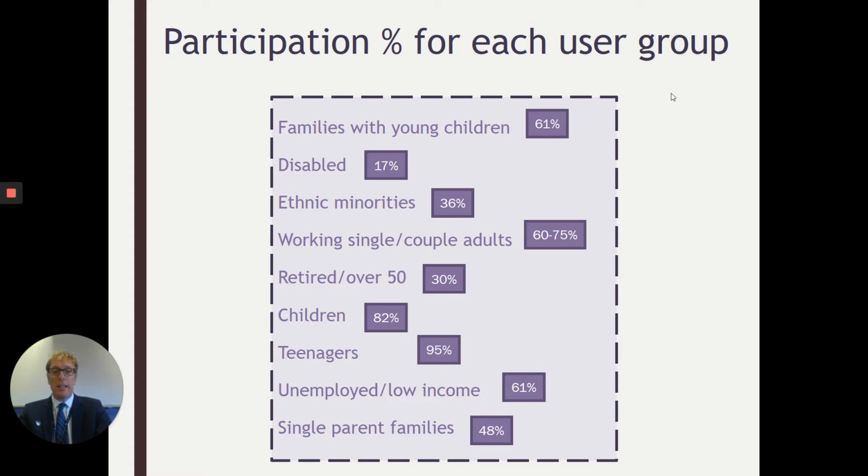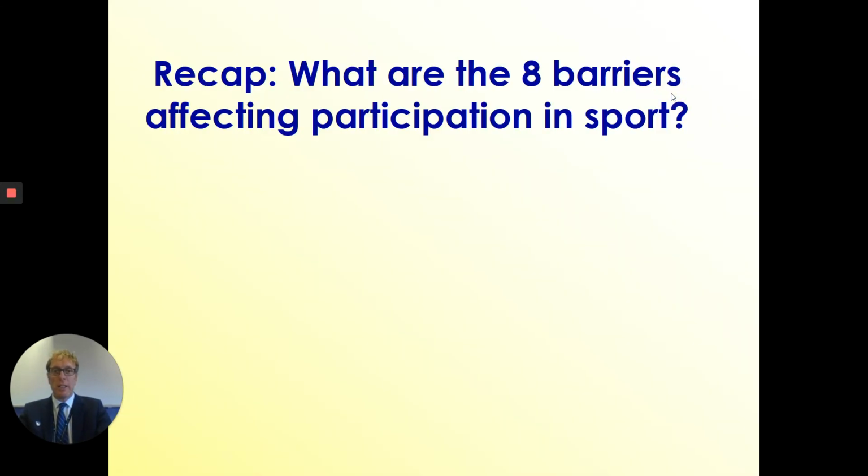Now, as I say, you don't need to know those exact percentage figures, but you do need to understand why those differences take place. And the reason they take place and the reason those differences are there is because of barriers that are in place for some of these user groups. And barriers, we're talking about things that make it harder or more challenging for a certain group to take part in sport. And as you can see there, teenagers are going to have less barriers than some of those other user groups. Let's have a look at these barriers in particular then.